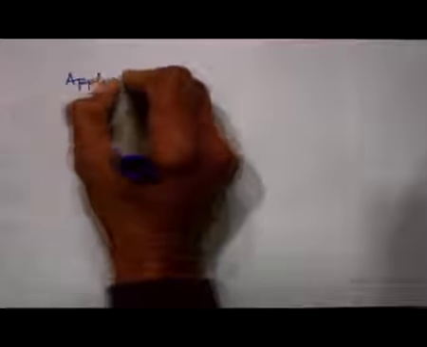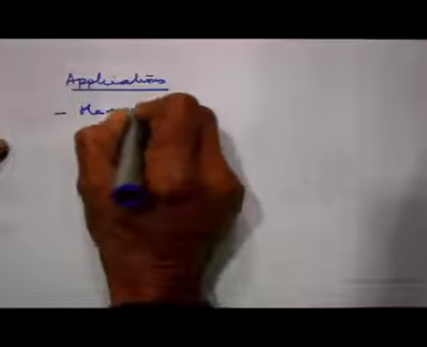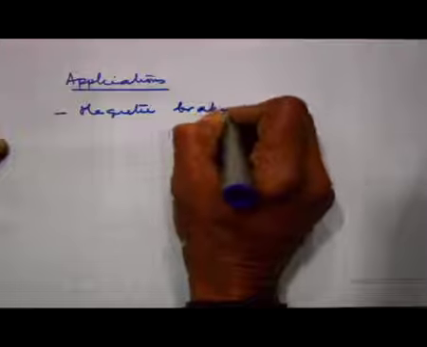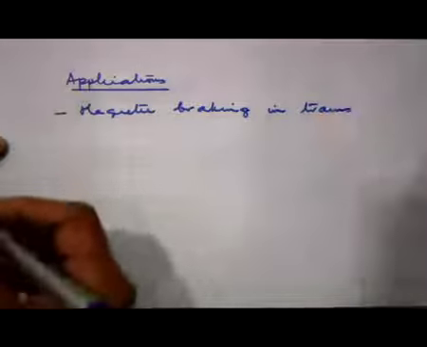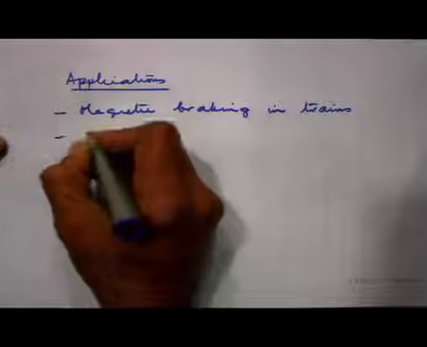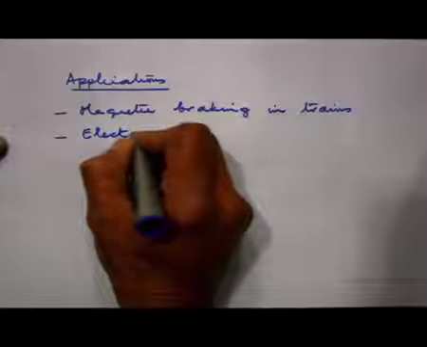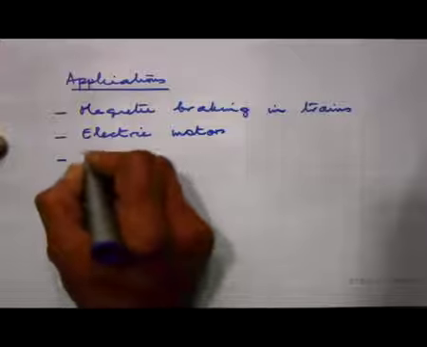Now, there are many applications of this induced EMF. So, let me note down some of them. They are used in magnetic braking in trains, because they provide a restoring force in the opposite direction. So, they can be used to brake. They are also used in electric motors. They are used as induction furnaces.